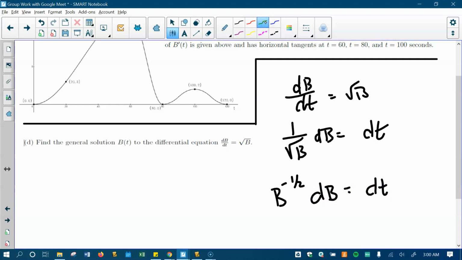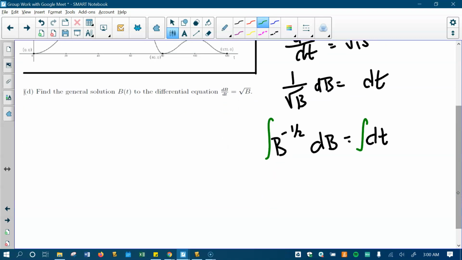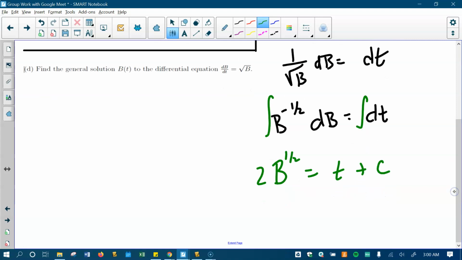And now that my variables are separate, I can integrate them, and I end up getting, add 1 to this part, so add 1, and you get b to the 1/2 divided by 1/2. And when you divide by a fraction, you multiply by the reciprocal. So we're going to get b to the 1/2 with a 2 in front is equal to the integral of dt, which is t plus c. Okay. Let's solve for b because that's what we want to solve for. The general solution b of t means I actually need to get b of t equals whatever.